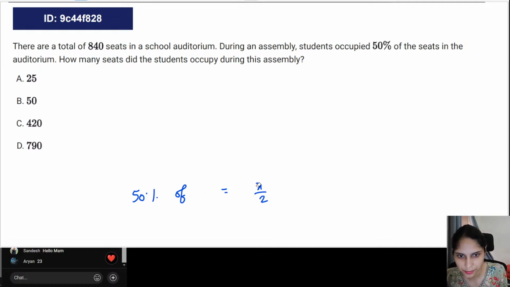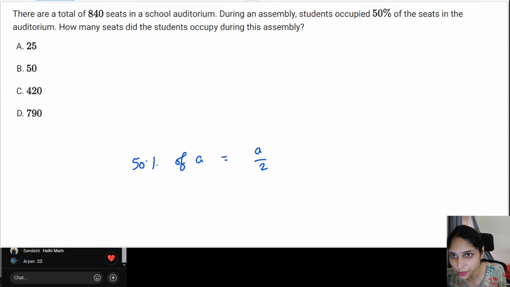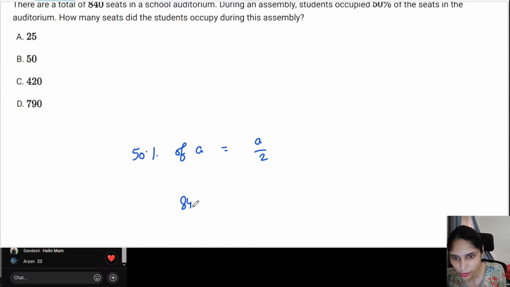And if I say A, because 50% means half, because 50 is half of 100. So you just have to do 840 divided by 2. Answer is going to be 420. So remember, 50% is half, 10% is divided by 10, 25% is divided by 4, 75% is multiplied with 3/4. Okay? So that will improve your timing. If you remember it directly, you won't have to solve or do anything.